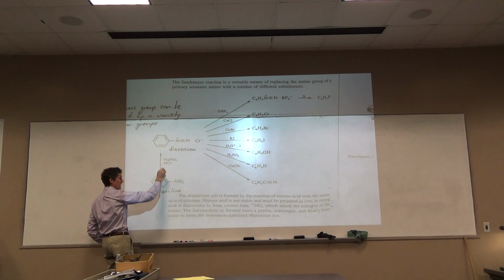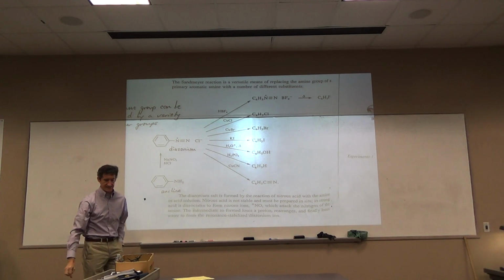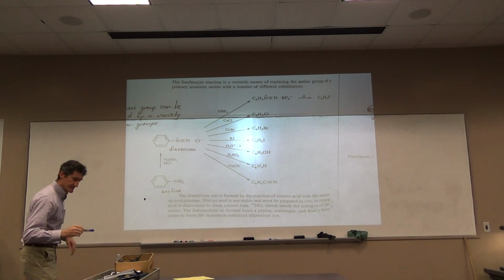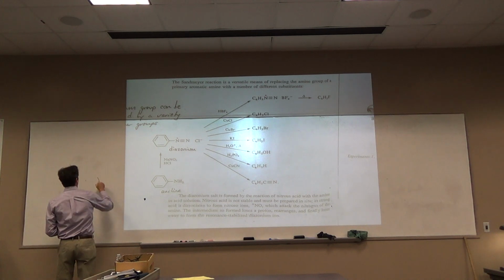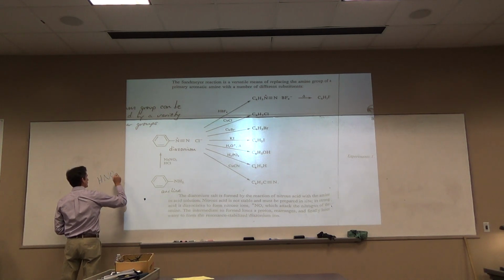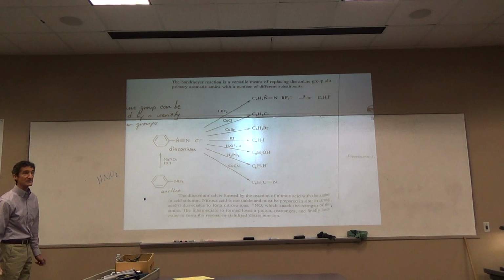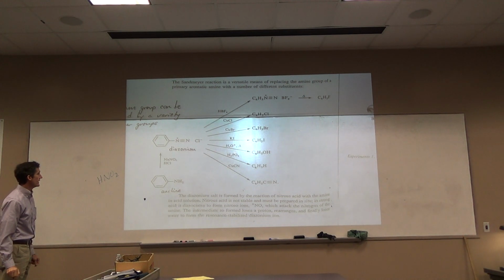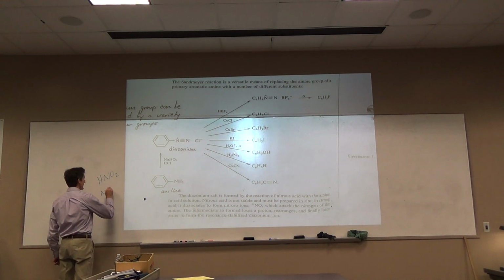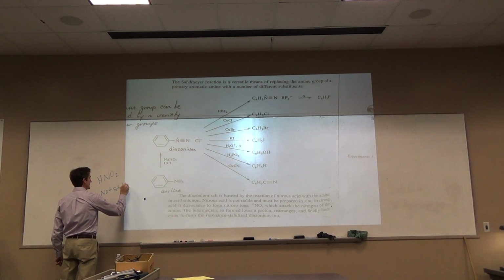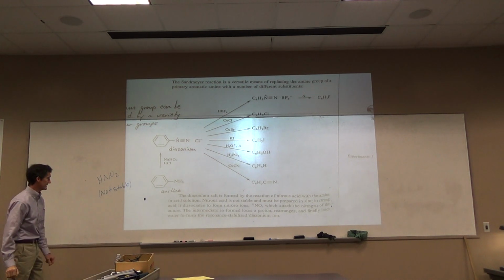Diazonium is made reacting aniline with nitrous acid. Not nitric acid, nitrous acid. HNO2, not 3. Nitrous. Okay? Nitrous acid, though, is not stable. Not a stable acid like nitric acid is.